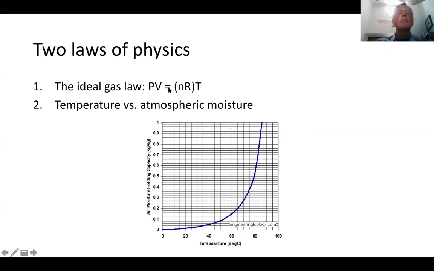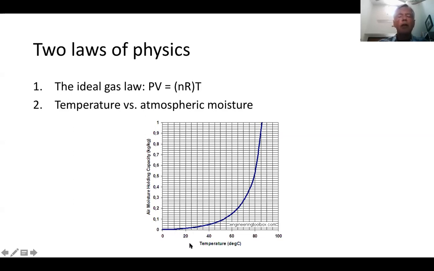That's the gas that we're interested in ecology. But the ideal gas law is very important, and it will be fundamental to our understanding of some things I'm going to talk about in a moment. The second really important law of physics is the relationship between temperature and the moisture content of the atmosphere. And that's simply shown by this line here.